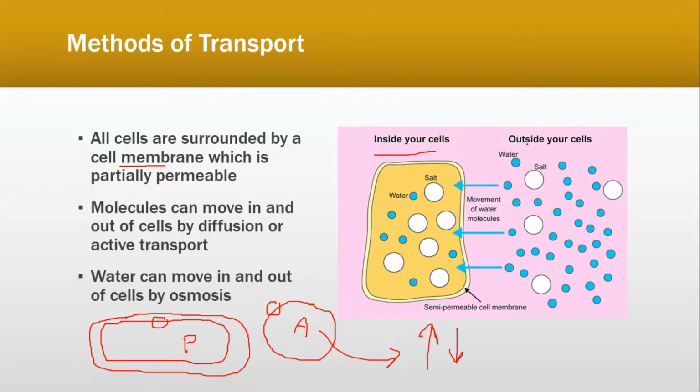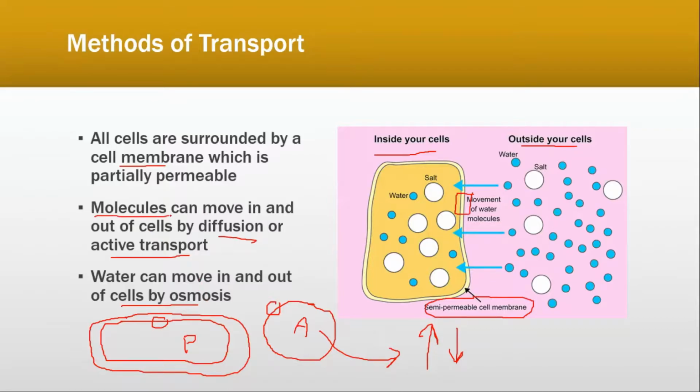Here you can see that outside the cell we have water and salt, and they move through this layer which is called the cell membrane, also known as the semi-permeable or partially permeable cell membrane. Molecules can move in and out of the cell by diffusion or active transport. Water can move in and out of the cell by osmosis. So we have two methods for two kinds of particles.